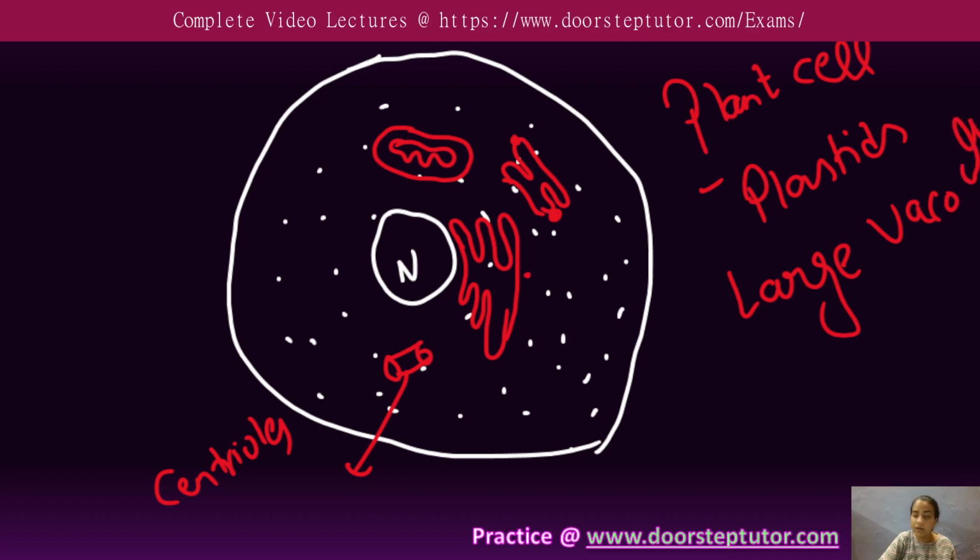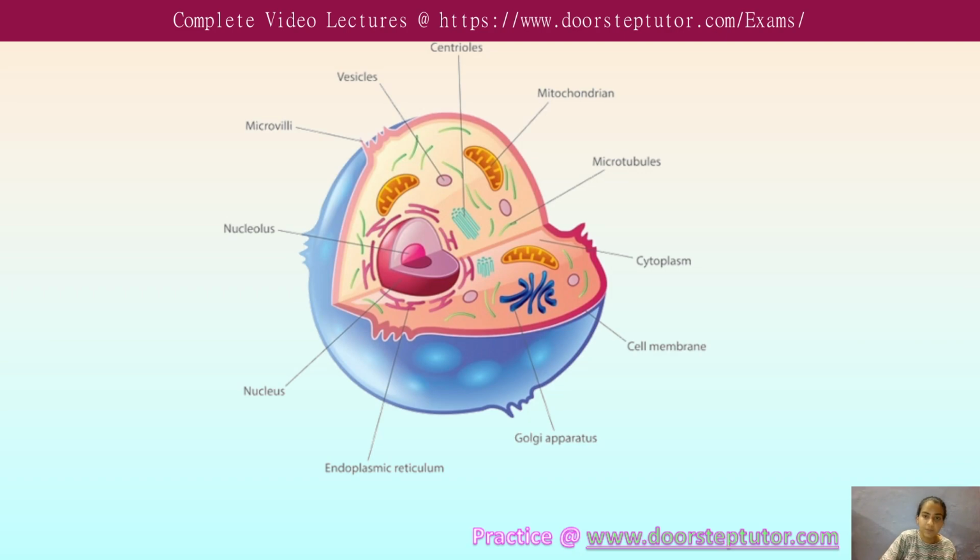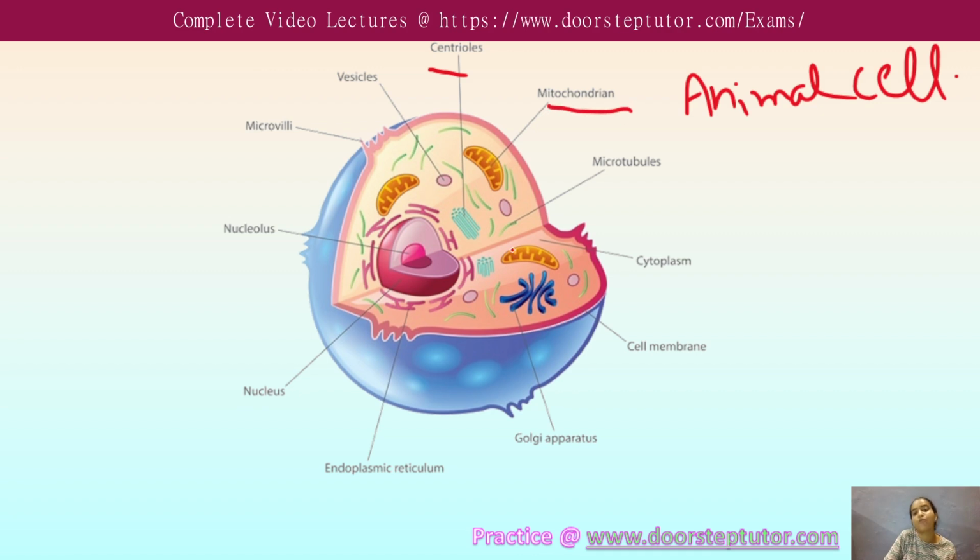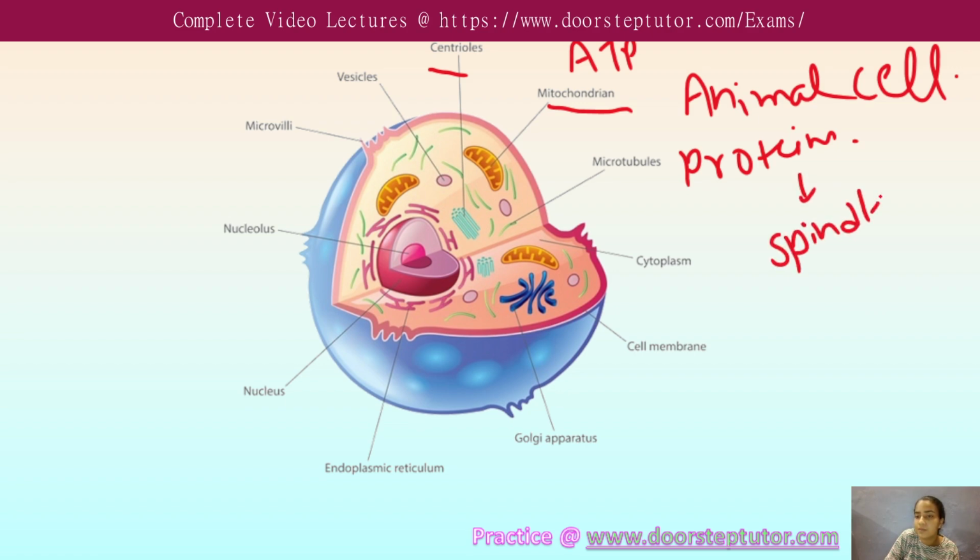Now let's understand more about the cell organelles by this diagram. As you can see in this diagram, centriole is present as it is representing an animal cell. Besides that, mitochondria is also present. Mitochondria is also known as the powerhouse of the cell as it produces energy in the form of ATP. That's why we say mitochondria is the powerhouse of the cell. Besides that, microtubule proteins are also present. These microtubule proteins help in the formation of spindle fibers that help in cell division.